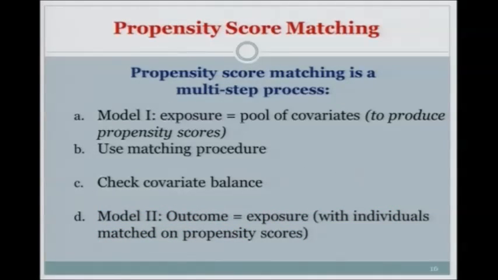So we're going to go on with matching now. We already talked about this multi-step process. The first step we already talked about, where you generate the propensity score. Then you use a matching procedure. There's a lot of options for that, and I'm going to post some code on the website after the course for doing this. And there's a few different specifications you have to make on that matching. And then you're going to check the covariate balance, because that's what we're really trying to achieve, are equal groups.